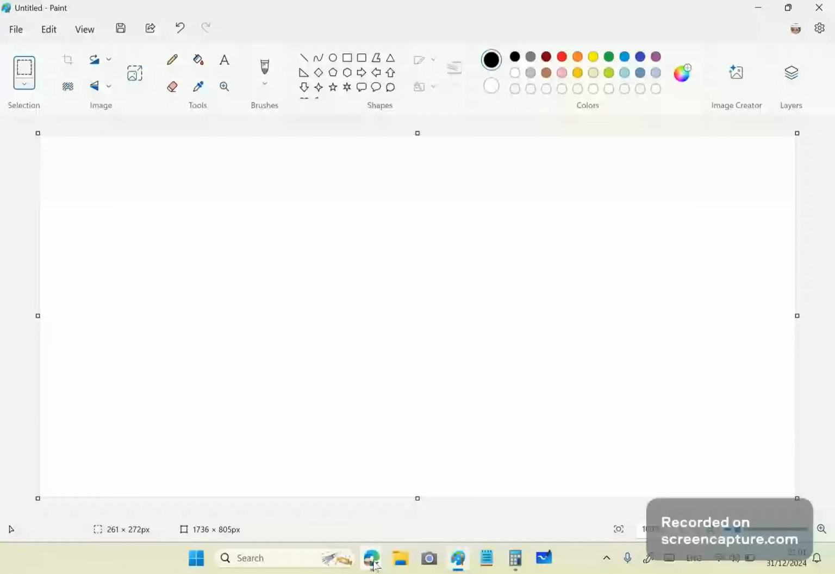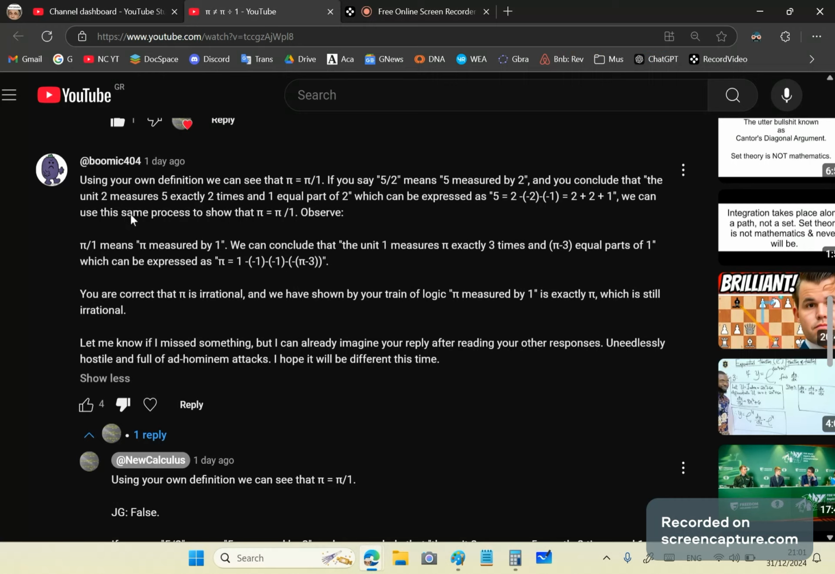So let's go back to what he says and just read further. So then he's pretty confused. He said pi over 1 means pi measured by 1. Well, if it's measured by 1, then it's a number. It's a rational number, okay? With rational being redundant. And he says we can conclude that the unit 1 measures pi exactly 3 times. Yes, that's true. And pi minus 3 equal parts of 1. Well, that to me is a mystery, and I'll explain to you why in a second. And so he tries to copy what I did, but he makes a fool of himself because that's completely wrong.